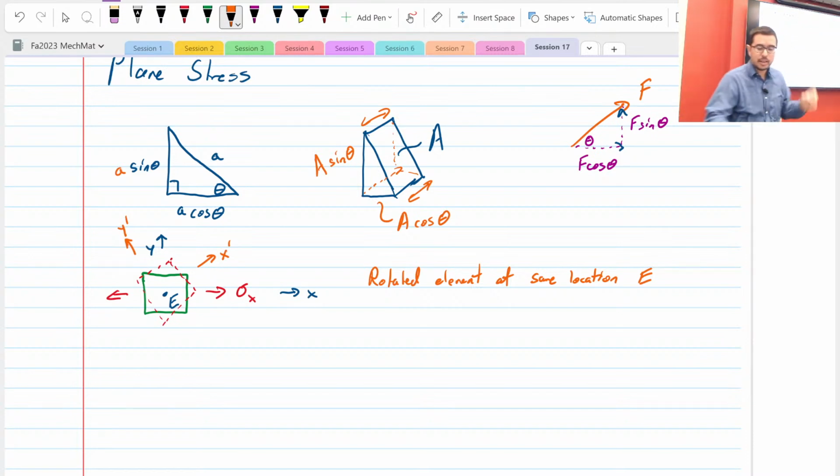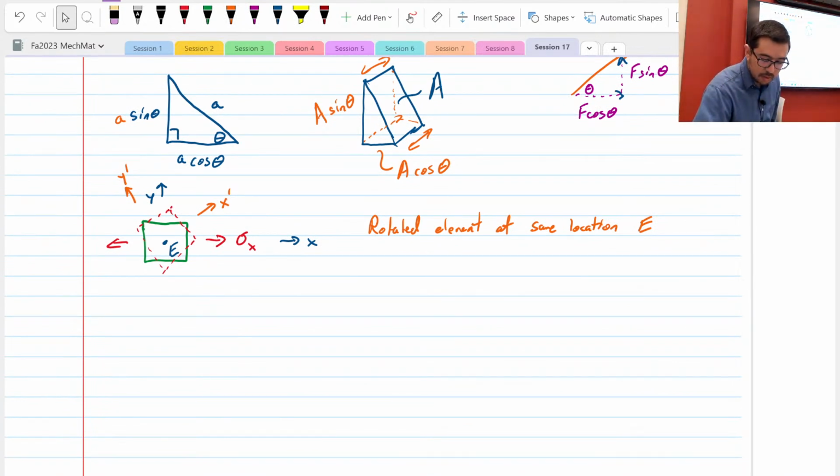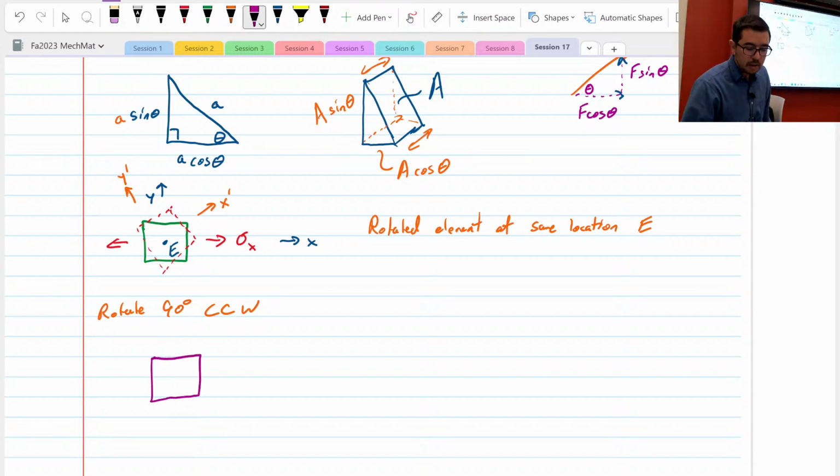Well, maybe a simpler case would be to rotate 90 degrees, right? If we rotate 90 degrees, and we'll say counterclockwise, okay, then what we've got is a new element. Let's see, different color. Okay, what's coming out of the top now? If I've rotated 90 degrees counterclockwise, you guys tell me what's coming out of the top.